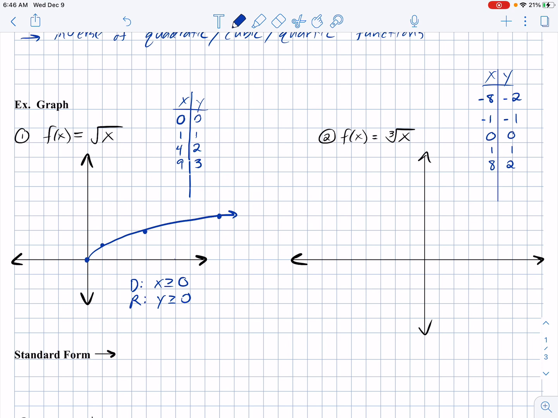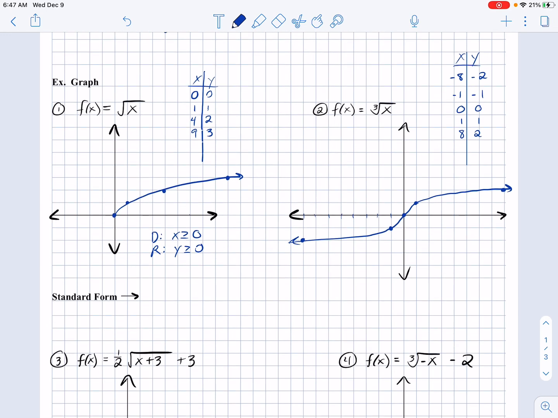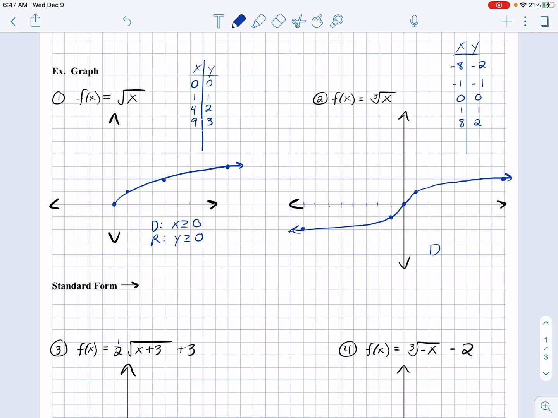So let's go graph these points. 1, 2, 3, 4, 5, 6, 7, and 8. (-8, -2), (-1, -1), (0, 0), (1, 1), and (8, 2). So if you remember graphing cubic functions, a cube root function kind of looks like a cubic function just turned on its side, right? Okay, we can take those parent functions' domain and range. Domain for a cube root function, as you saw up above in our table, we can input any value. Domain is all real numbers, range is all real numbers.